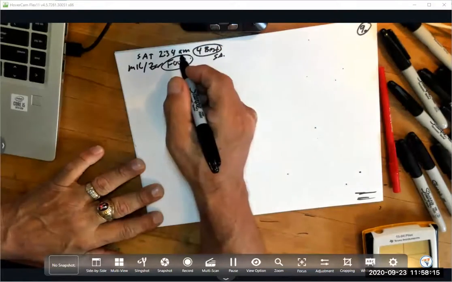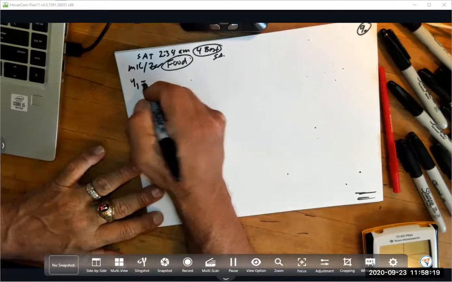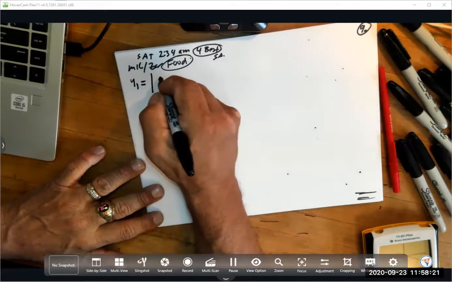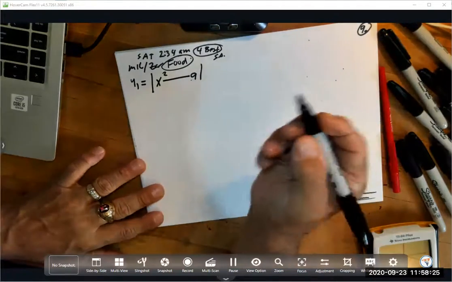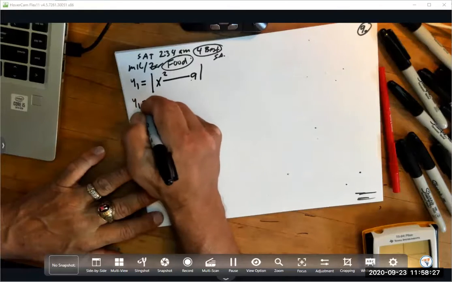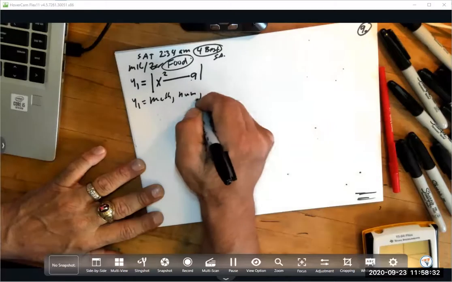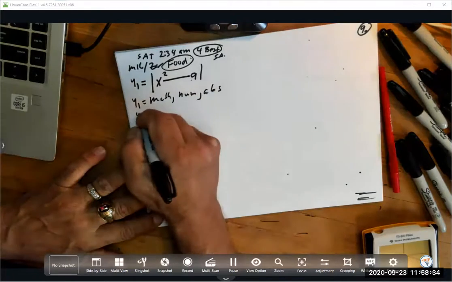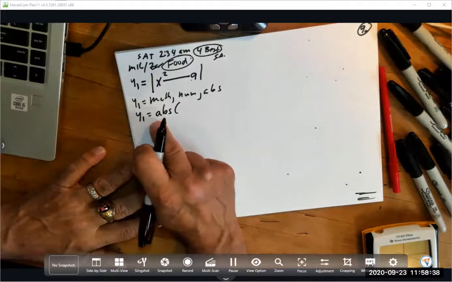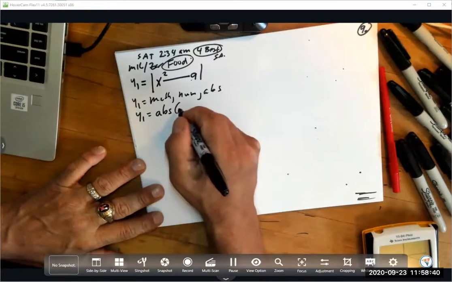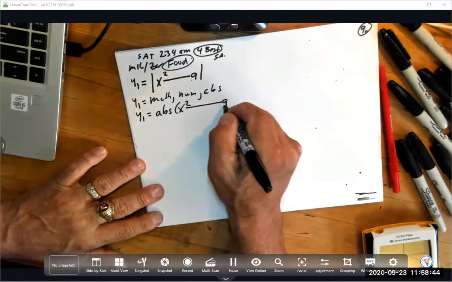But I'm just going to give you a graph to do. So I'm going to say y1 is going to equal the absolute value of x squared minus 9. That's what we're going to draw. So y1 equals math, number, abs. And like I said, it might look like this one if you have an 83, or it might look like this if you have an 84. And I don't know what you have. I'm going to do it both ways. Big minus sign. Big minus sign.